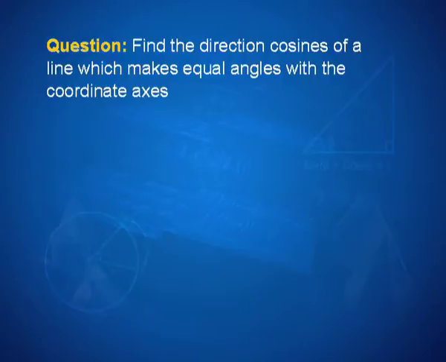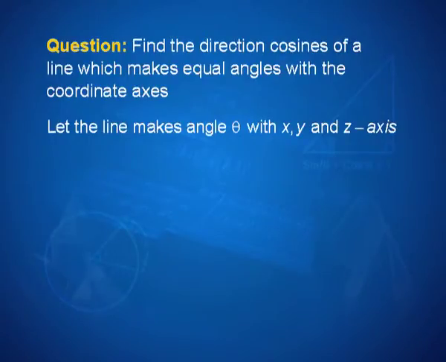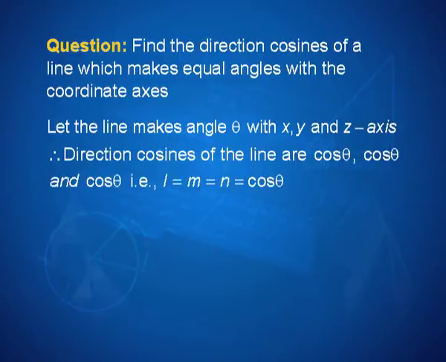One quick question again for you. Find direction cosines of a line which makes equal angles with the coordinate axes. So, we do not know the angle which the line makes with the three axes, but that angle is equal. So, would that not make the direction cosines also equal? And so, we have our result ready. If I take theta to be the angle with x, y and z axis, then direction cosines of the line are the same. So, l equal to m equal to n.